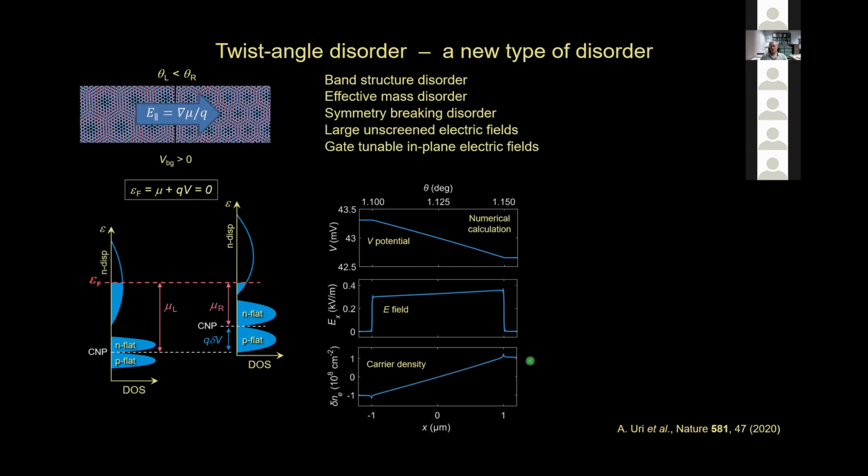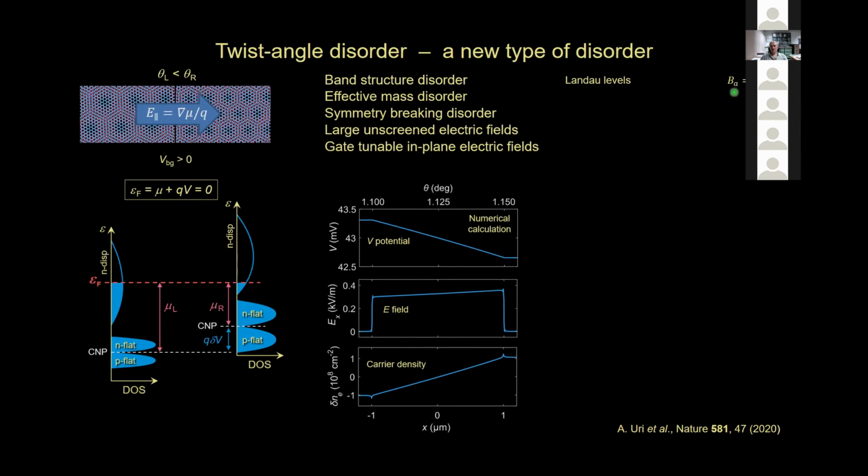We can also calculate the carrier density, and you see that the carrier density changes by 10^8, compared to the 10^12 carriers that we have here, which means essentially the carrier density is uniform, determined by the back gate, but we have large internal electric fields created in this state. These electric fields will have a huge effect when we apply a magnetic field.